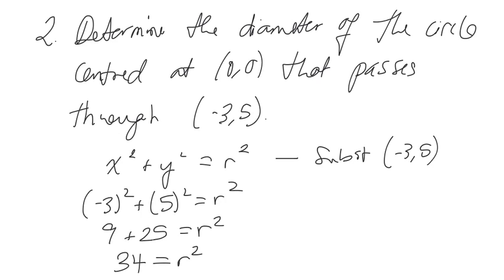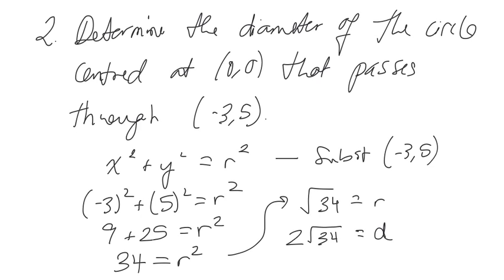Since I'm asked for the diameter, I should probably try and figure out r instead of r squared. So in this case, I will say the square root of 34 equals r. A radius is always positive. You can't have a negative radius. And so 2 times that number is my diameter. Okay? I don't have a calculator on me at the moment, but you can work this out. It'll be a number very close to 12. Okay, so that's basically that. We've got a diameter.